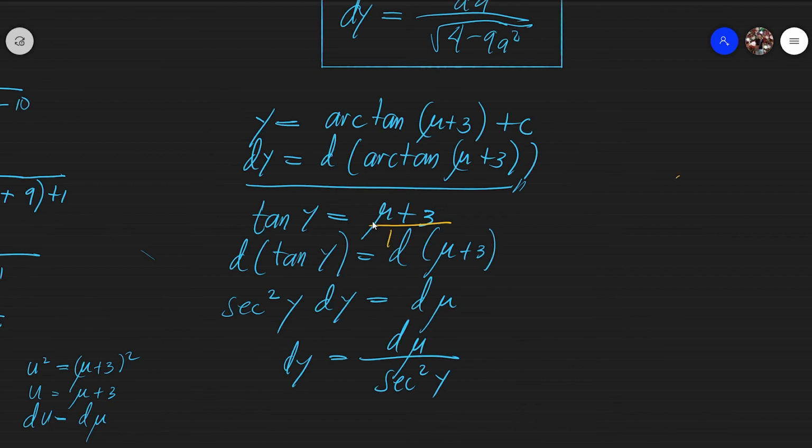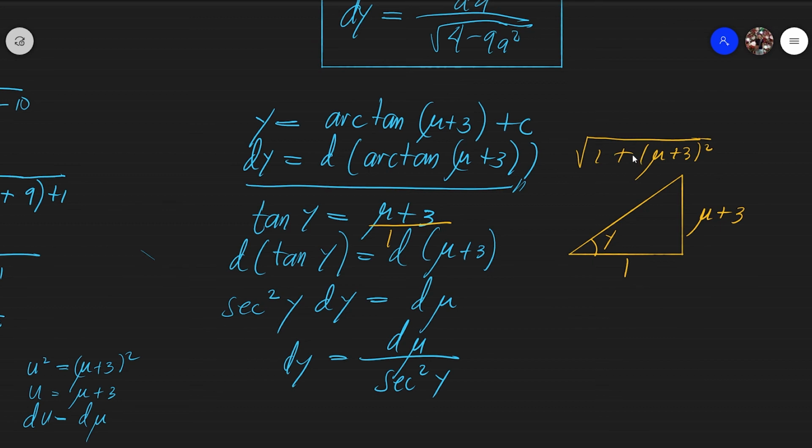If you draw the right triangle, your angle here is your y. Tangent is opposite over adjacent. So yung mu plus 3 mo, that's the opposite side, and of course, the adjacent side here is 1. So yung hypotenuse mo will be equal to the square root of 1 squared, that is 1, plus mu plus 3 squared. This is your hypotenuse.